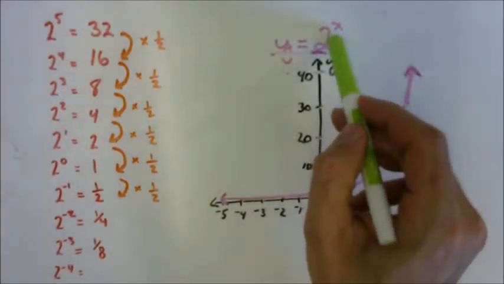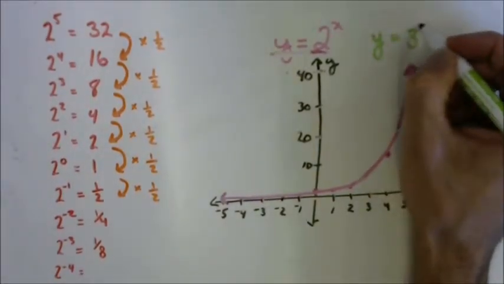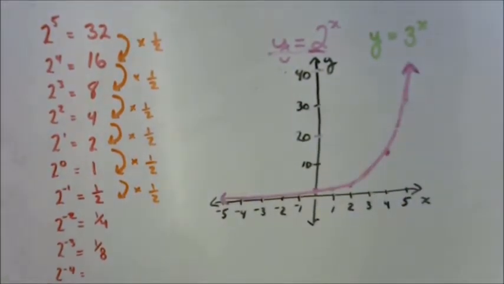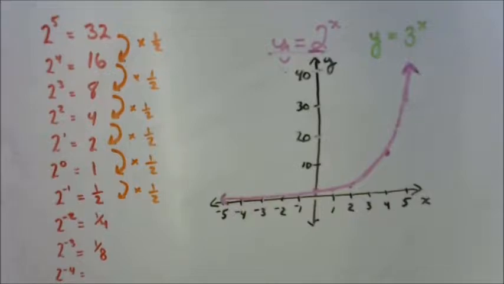What do you think this graph would look like if instead of dealing with y equals 2 to the power of x, we dealt with y equals 3 to the power of x? It would be tripling every time. So would it grow more quickly, or would it grow way faster? What about in the negative numbers?